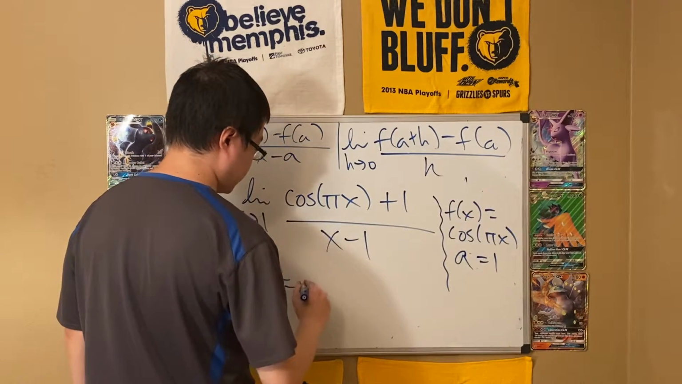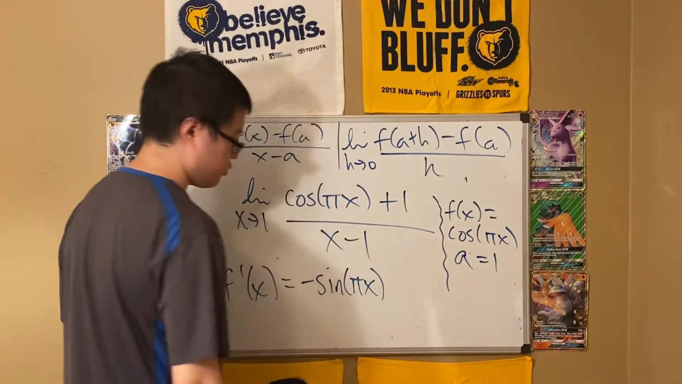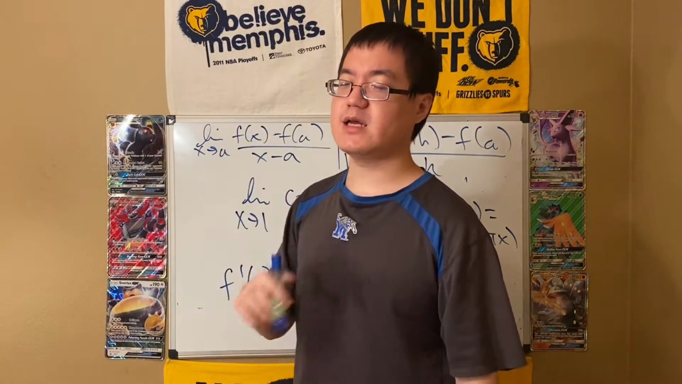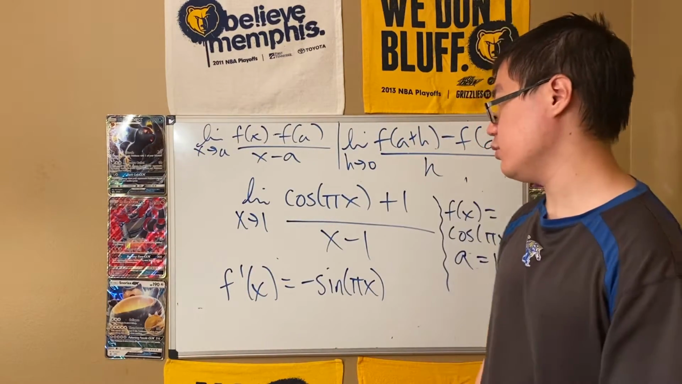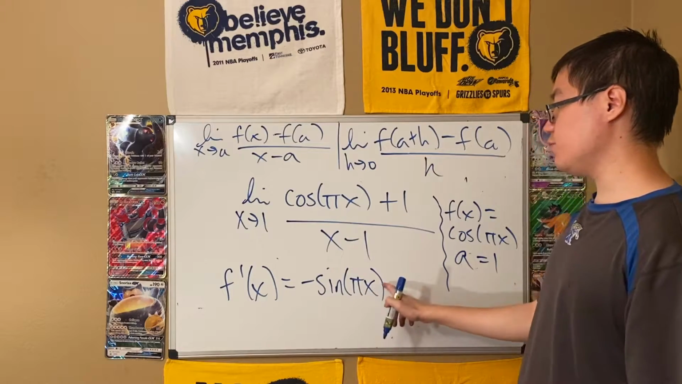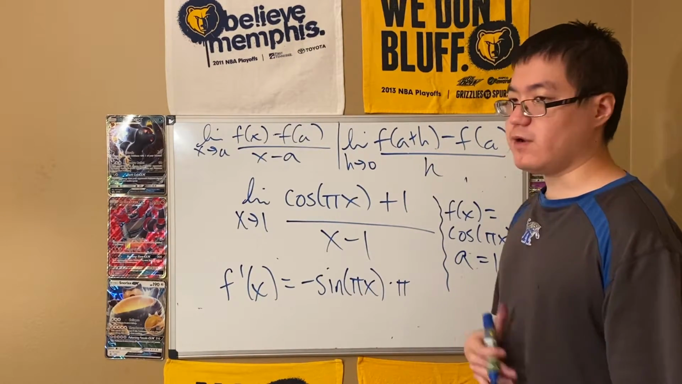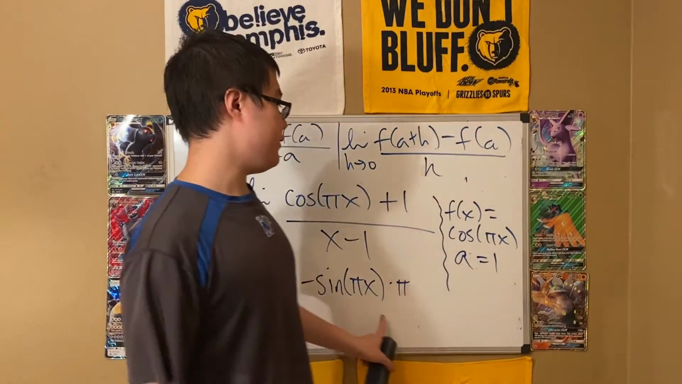The derivative of cosine is negative sine of pi x. And just remember, of course, anytime you're taking derivatives, you do want to be wary that you might need to employ the chain rule. And in this case, you do, because the derivative of the inside is times pi. The derivative of 2x is 2, the derivative of negative 7x is negative 7, the derivative of pi x is pi.